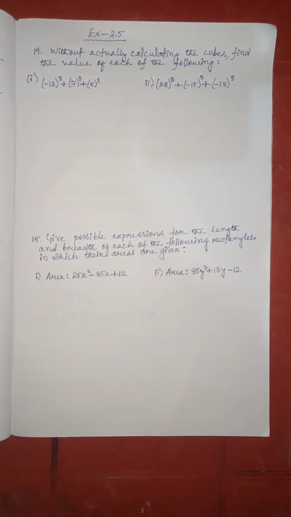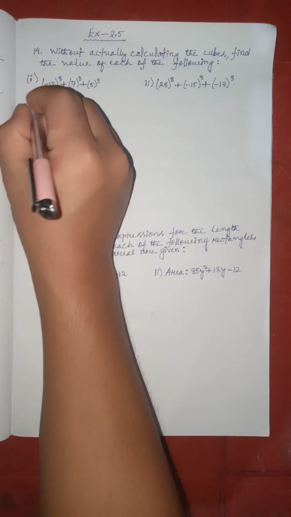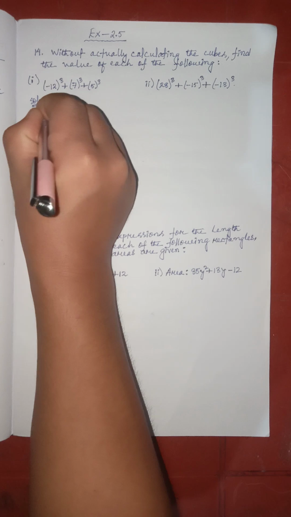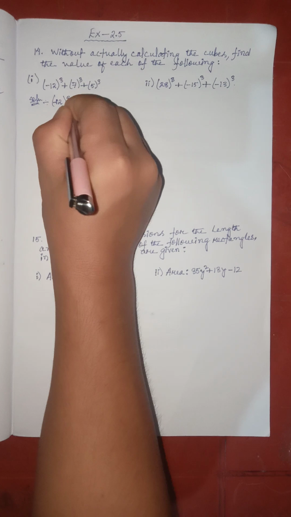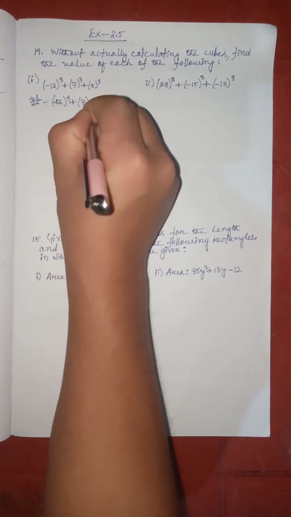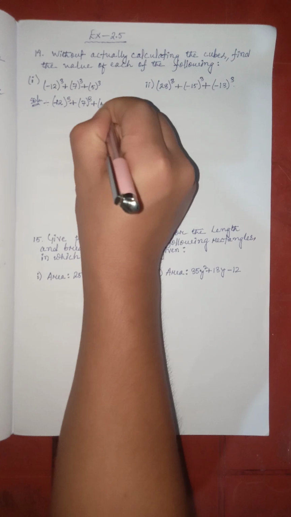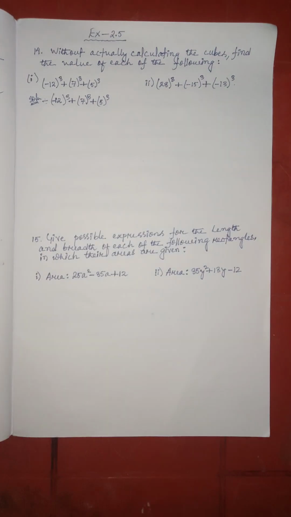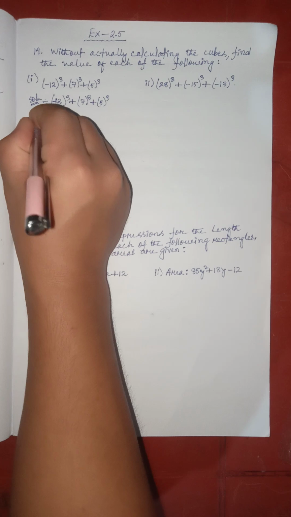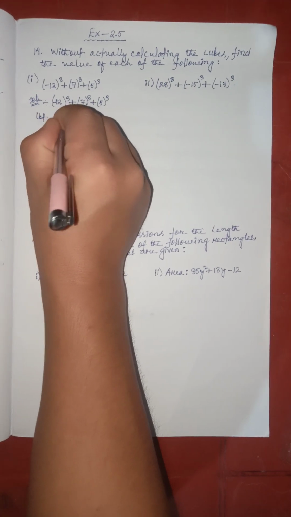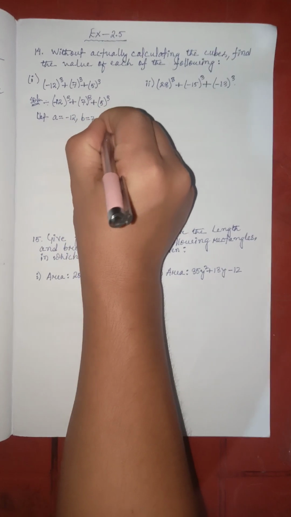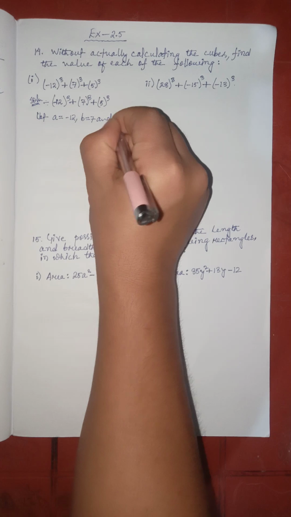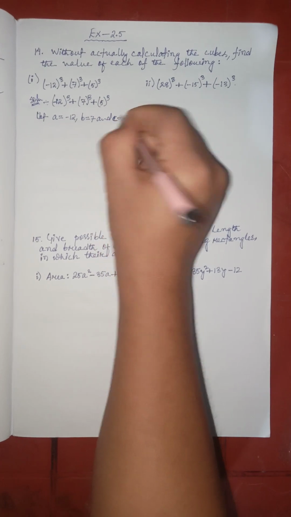Now, without delaying much time, let us solve the first Roman number. Here we are given minus 12 cube, then 7 cube, and then 5 cube, right? Then let us name these: let a equal minus 12, b equal 7, and c equal 5.